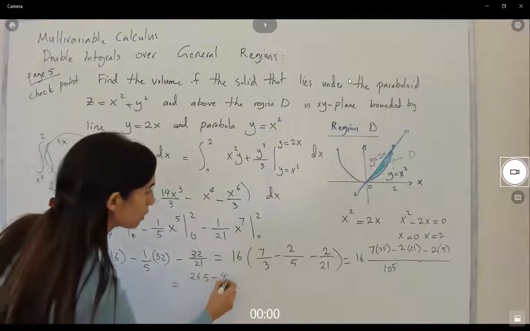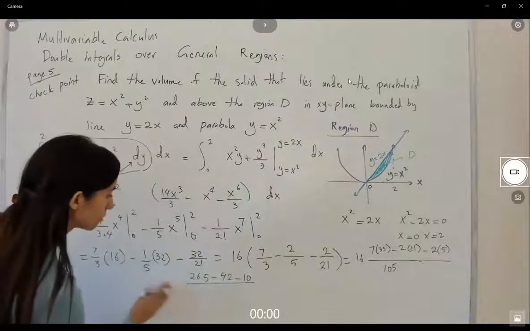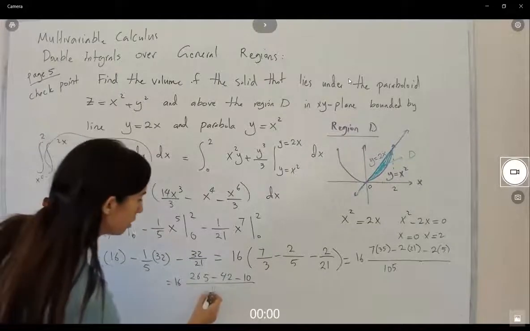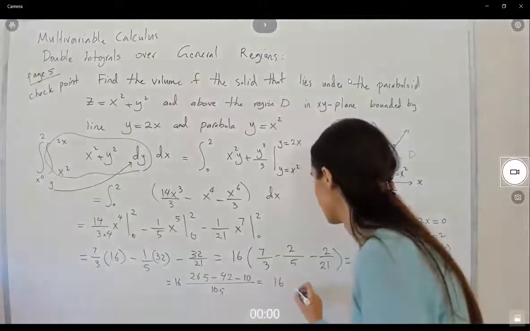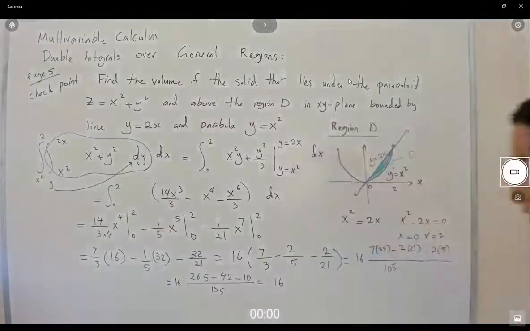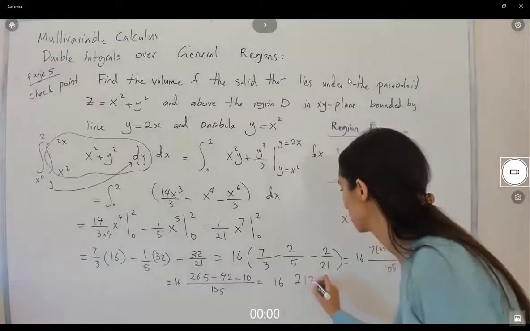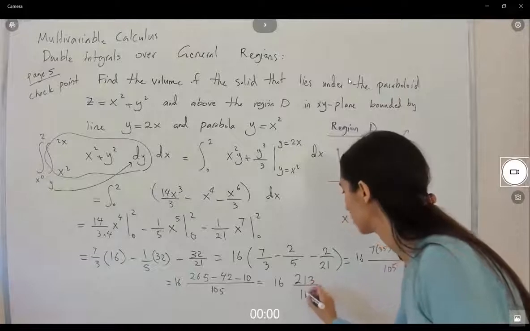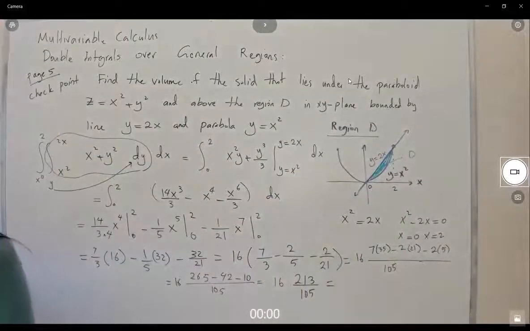245 minus 42 minus 10 divided by 105. Remember that we are multiplying this by 16 over 105. Okay, here we go. We get 16 times 193 divided by 105. Okay, let us use the calculator and calculate this.